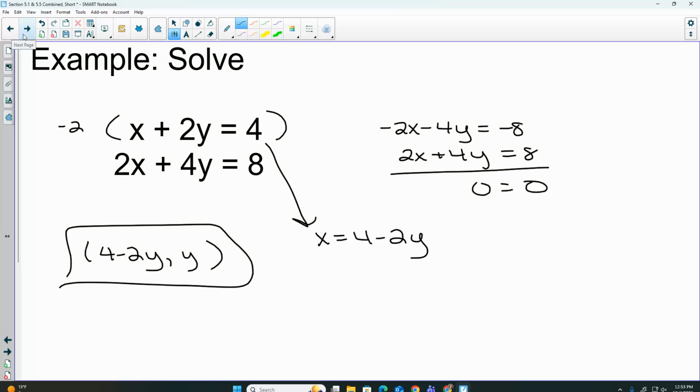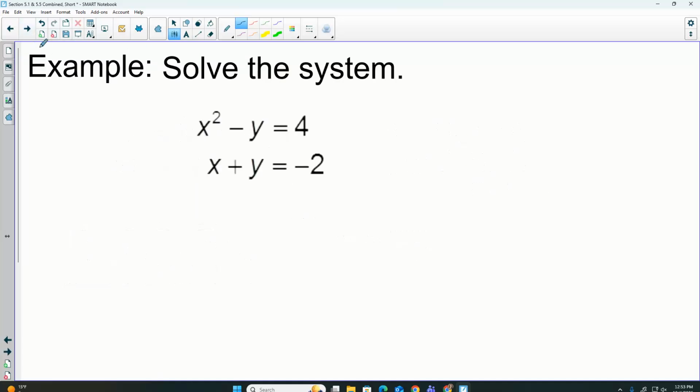Next thing. So this was basically section 5.1. Section 5.5 is doing the same thing, but with nonlinear systems. And nonlinear systems means at least one of your equations is not a line. So we don't necessarily know how many intersection points we're going to have starting. It just kind of depends on the scenario.